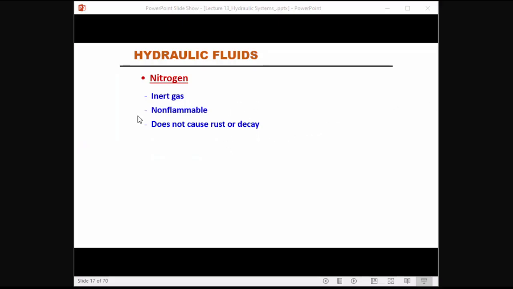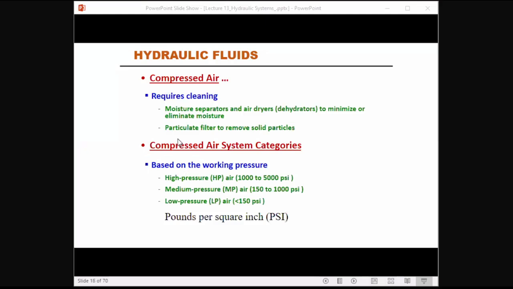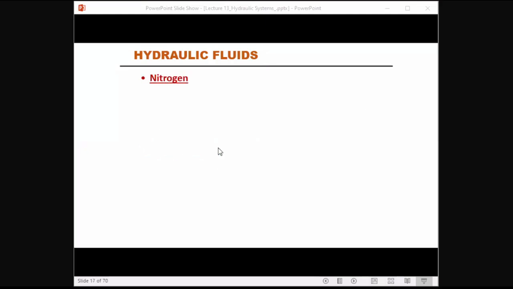In this, nitrogen is mentioned for the aircraft system as an application. In aircraft, nitrogen is used in a pneumatic system to ensure safety and reliability. This is the reason.